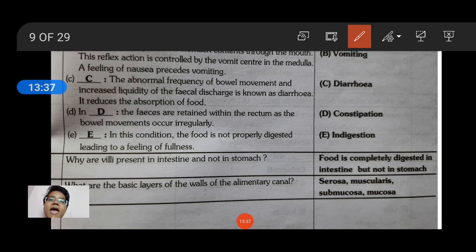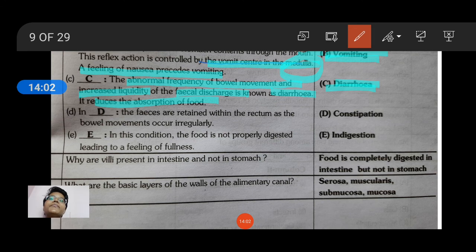The reflex action of vomiting is controlled by the vomiting center present in the medulla. Feeling of nausea precedes vomiting, and the vomit center is present in the medulla. You have to learn this. The abnormal frequency of bowel movement and increased liquidity of the fecal discharge is known as diarrhea. It reduces the absorption of food.